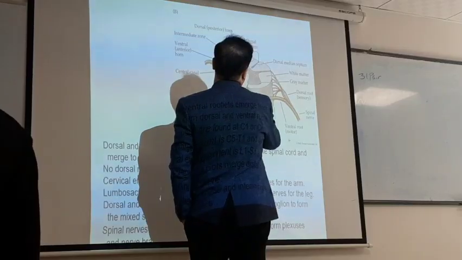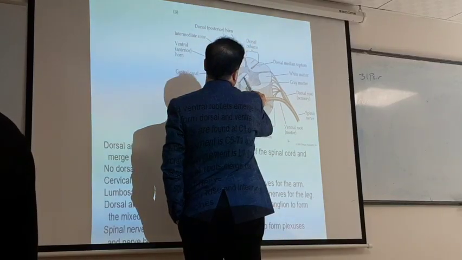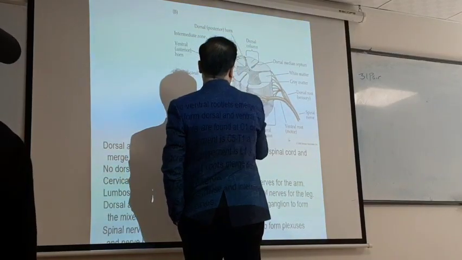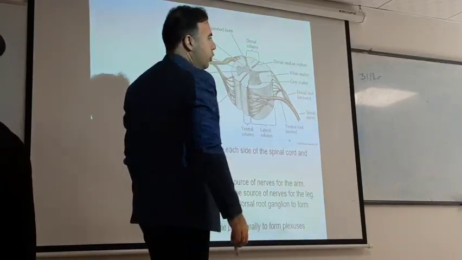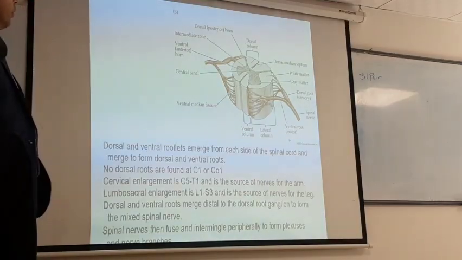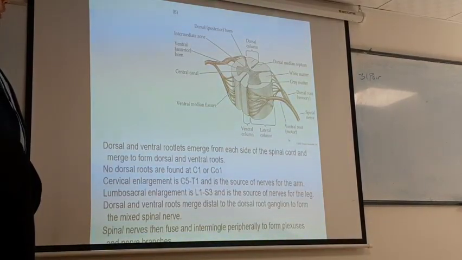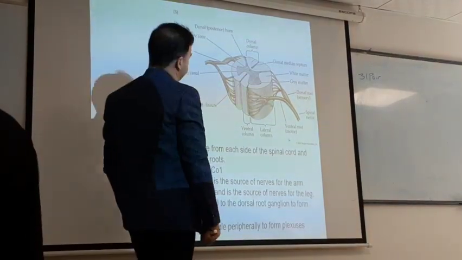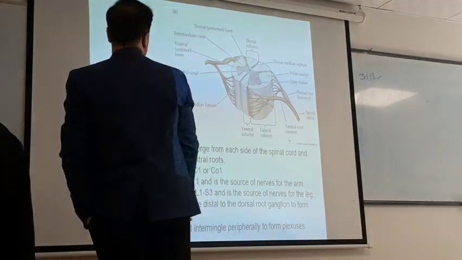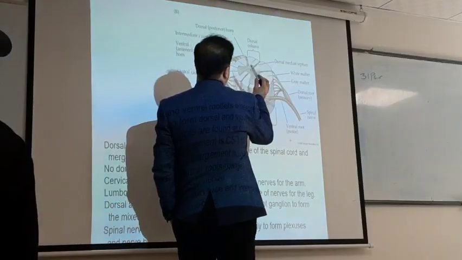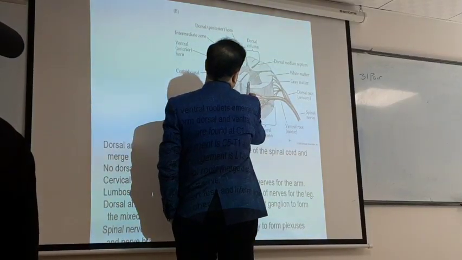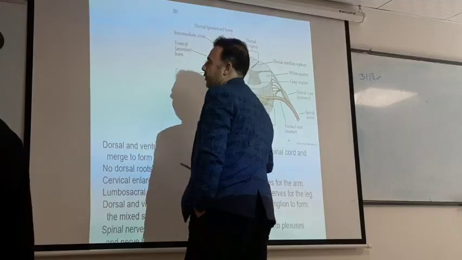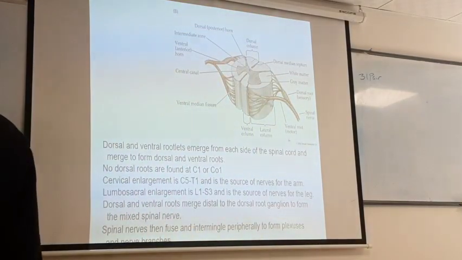After this, you see this white matter. White matter has two sulci. Anterior sulcus, posterior sulcus. Ventral, dorsal. Ventral sulcus, dorsal sulcus. In the white matter, we have three parts: anterior part, lateral part, posterior part.